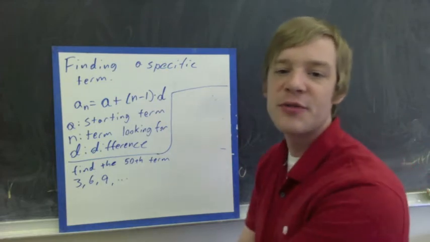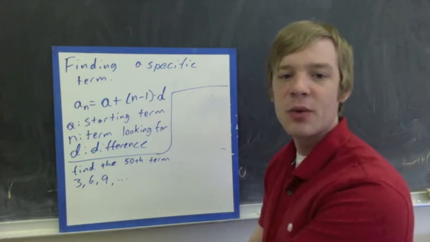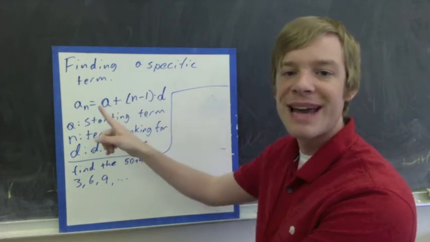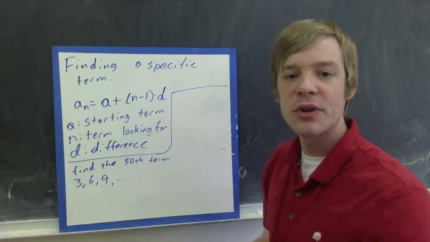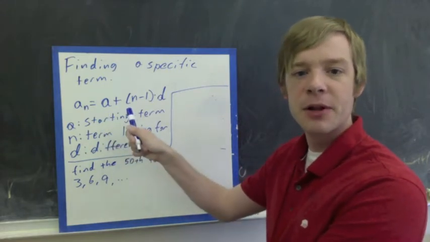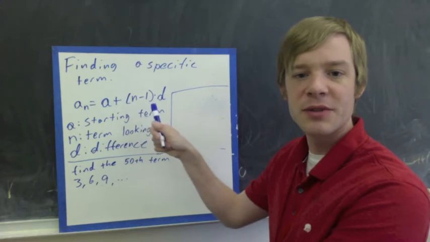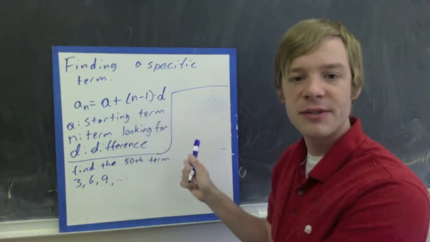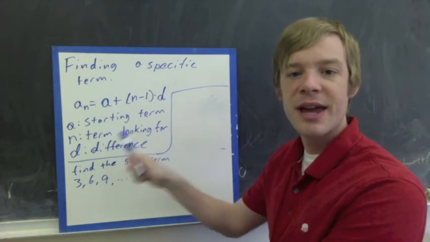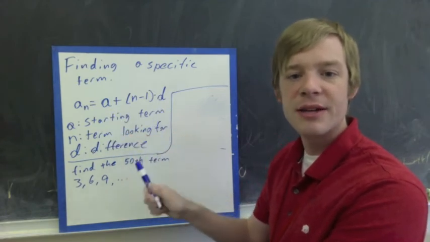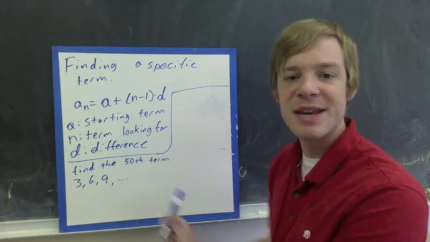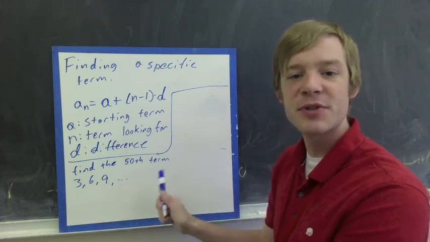So, if we're asked to find a specific term, we would use this formula right here. And what this means is the nth term, so the term that we're looking for, is equal to the starting term plus whatever term we're looking for minus 1 times our difference. So, A is our starting term right here, N is the term we're looking for, and D is the difference between the consecutive terms. So in this example down here, we want to find the 50th term.